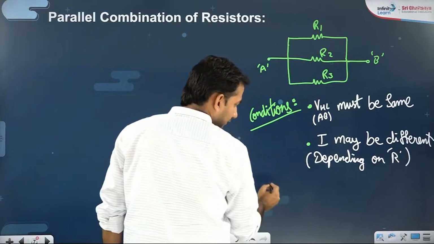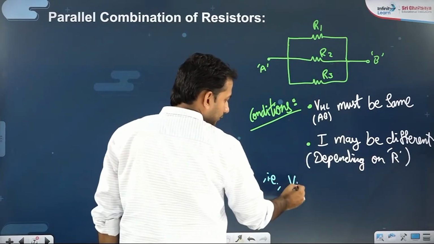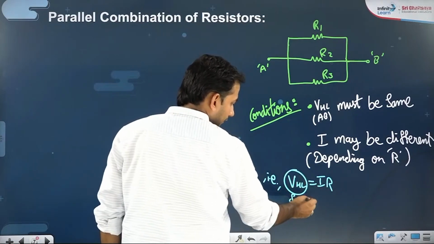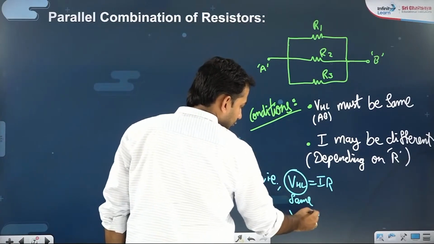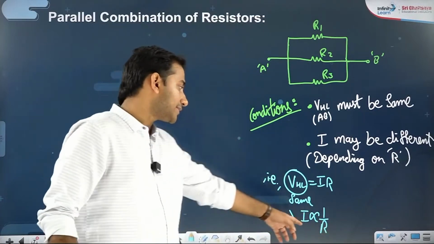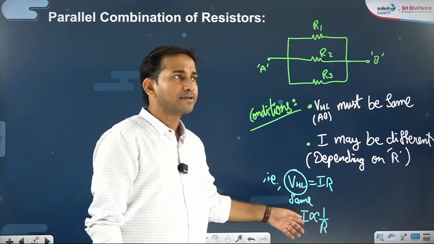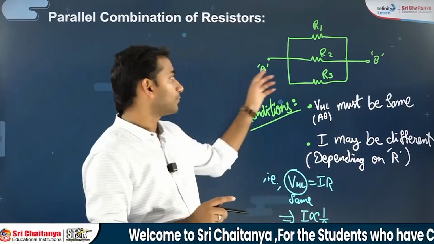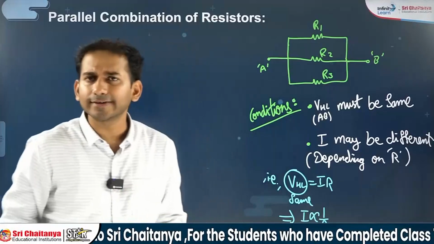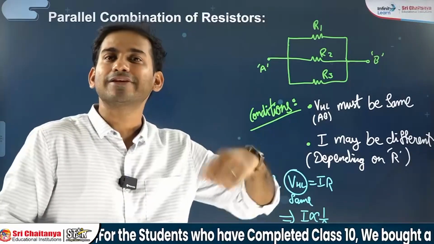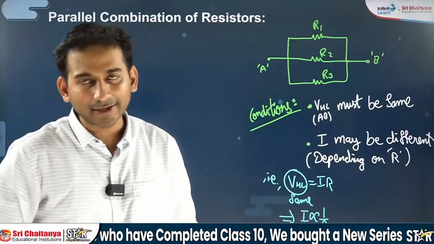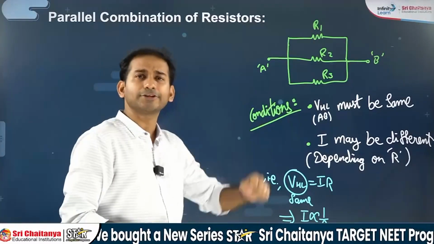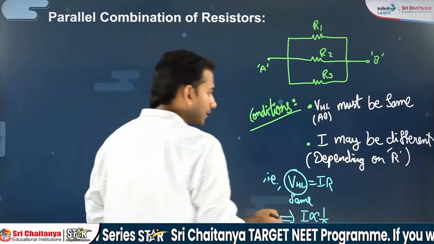You will say that VHL equals IR, this time the VHL is going to be same. So, I is inversely proportional to R. Means bigger resistor will have a smaller current, smaller resistor will have a bigger current. Identical resistors will have identical currents, and unidentical resistors will have unidentical currents in parallel combination. So it may be identical, it may be unidentical.